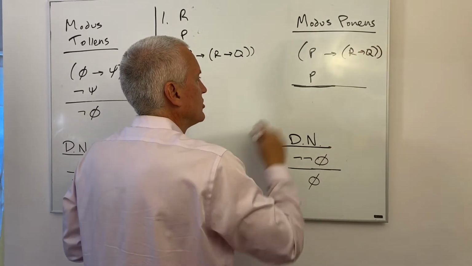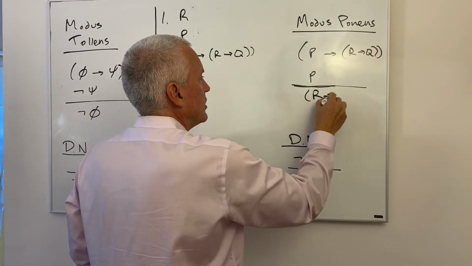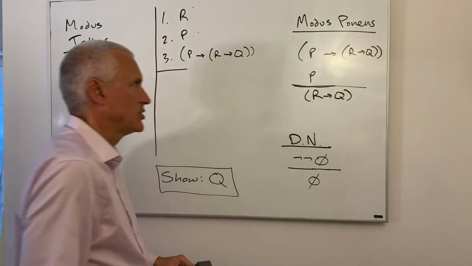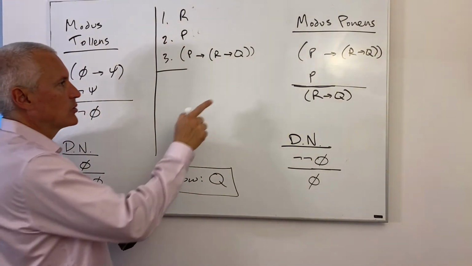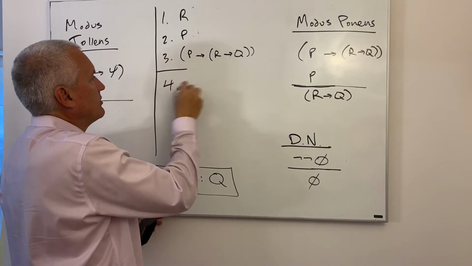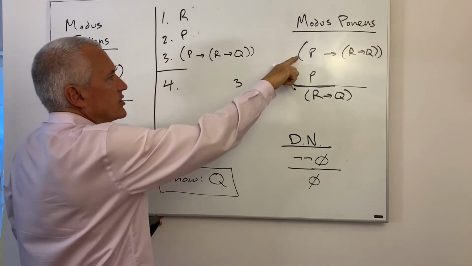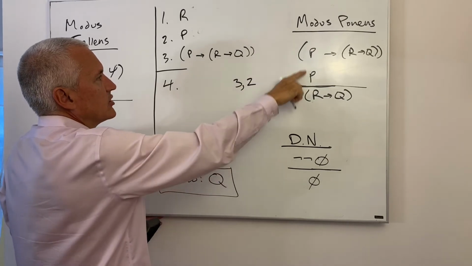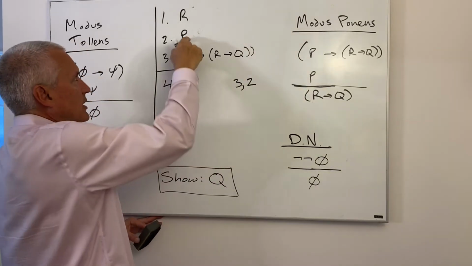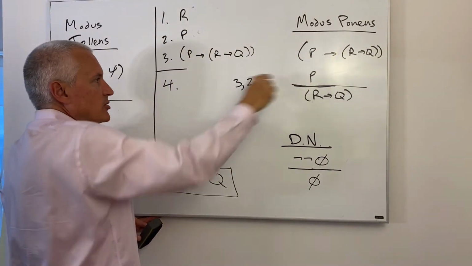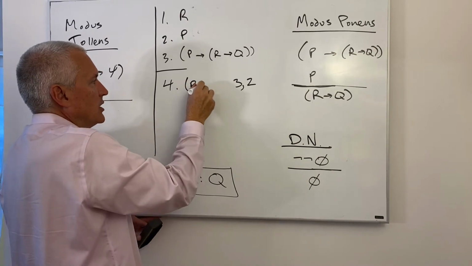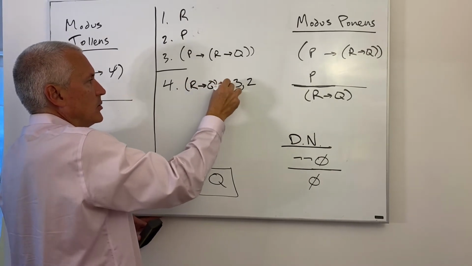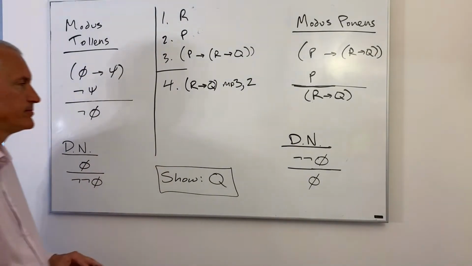And that's an instance of modus ponens. And in fact, you and I are ready to do that, right? We have on line 3 this conditional, and on line 2 we have the antecedent of the conditional. So again, when you've written down this and this, the rule tells me I can write down this. Modus ponens is my justification.